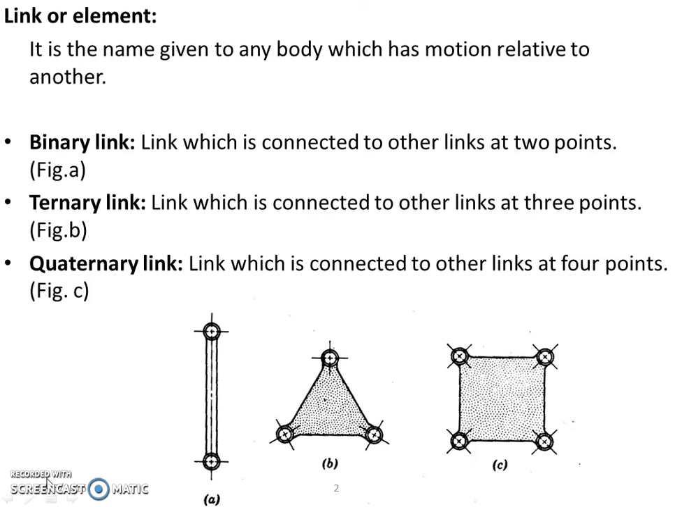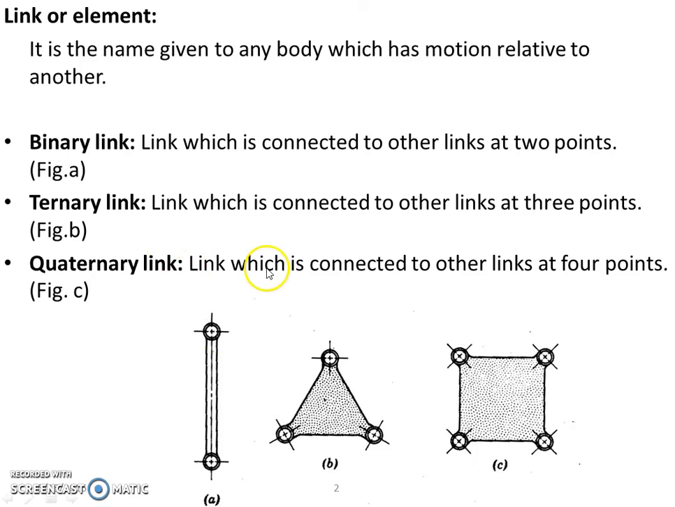So there are three different types of links. They are binary link, ternary link, and quaternary link. A binary link is a link which is connected to two other links at two different points. We can see in figure A that this link can connect at two ends. So two points are there to connect with another link. So it is a binary link.